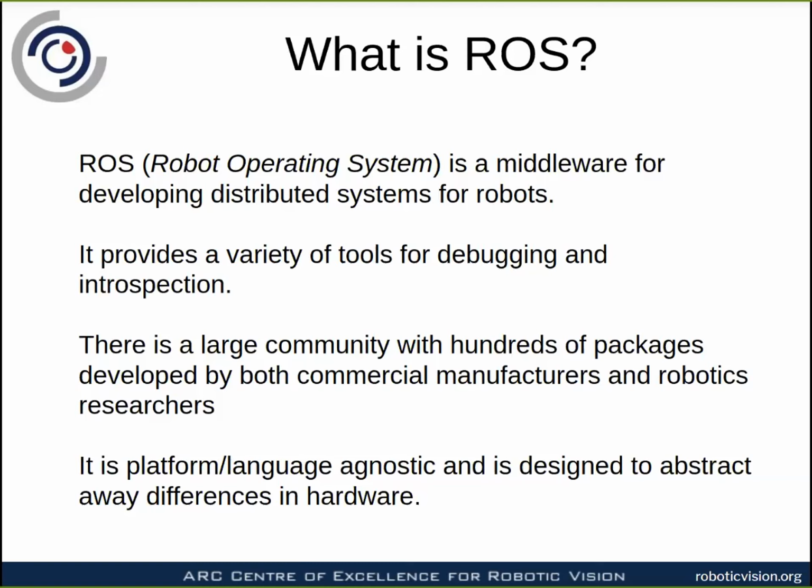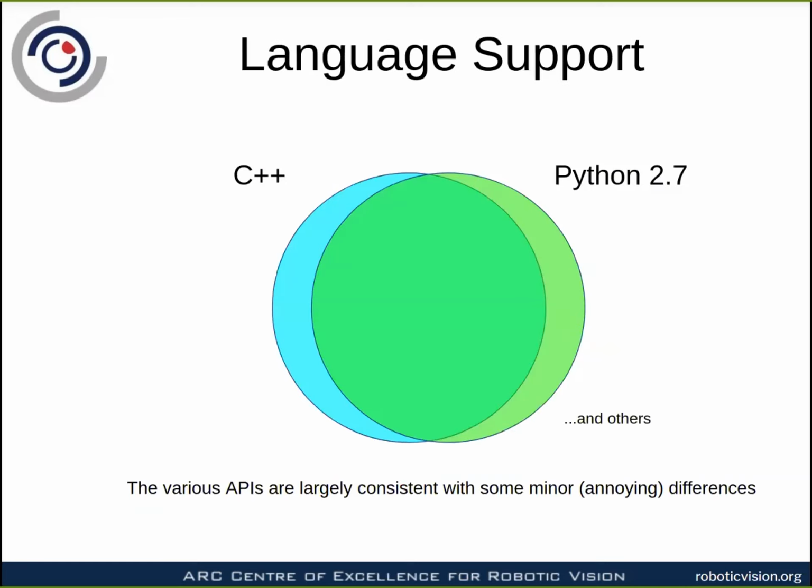So there's hundreds of packages that cover lots of different things. Some of them are created by commercial manufacturers, such as Intel for their RealSense cameras, and some of them are just from robotics researchers such as us. It's also platform and language agnostic, and it's designed to abstract away differences in hardware. So as far as ROS is concerned, a RealSense and a Z camera look effectively the same once you've abstracted it away in ROS. Wrong computer again.